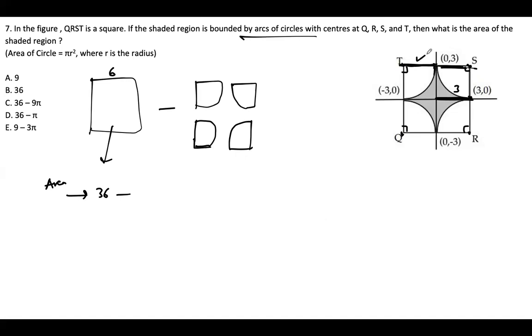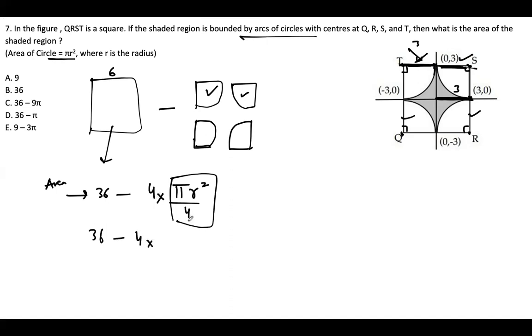What will be the radius of this? 3. Every quarter has a radius of 3. So can I say 4 times area of every quarter? Pi r square is the area of a circle, so what is the area of a quarter? 1/4. So 4 and 4 will get cancelled. Pi r square. What is the radius? 3. So the answer would be 36 minus 9 pi.